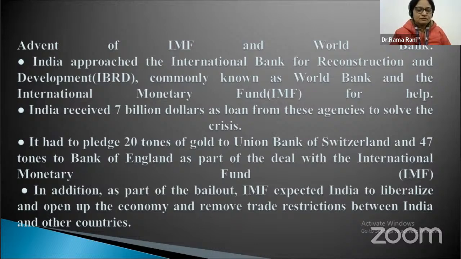It had to pledge 20 tons of gold to Union Bank of Switzerland and 47 tons to Bank of England as part of the deal with the International Monetary Fund. And in addition, as part of the bailout, IMF expected India to liberalize and open up the economy and remove trade restrictions between India and other countries.